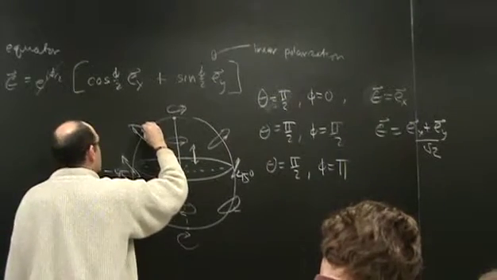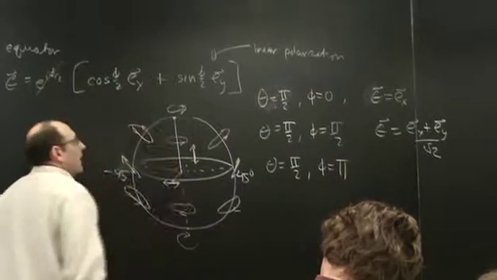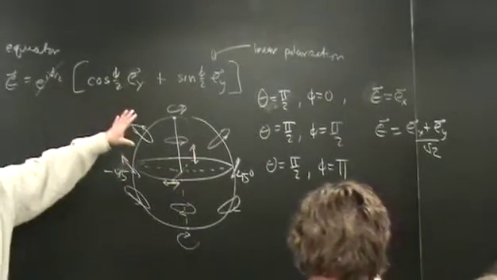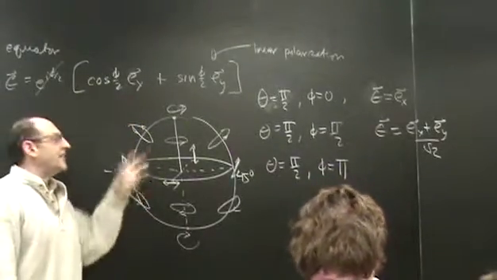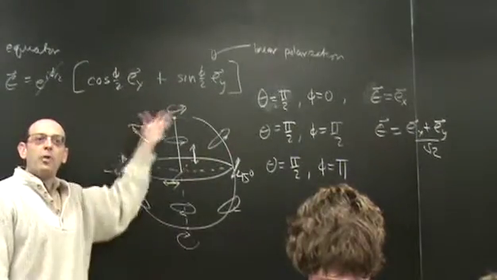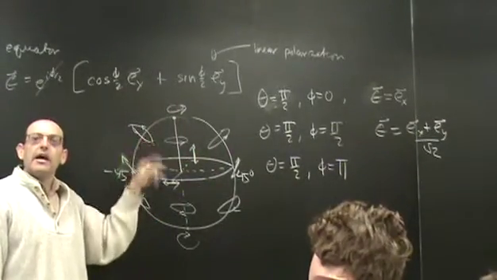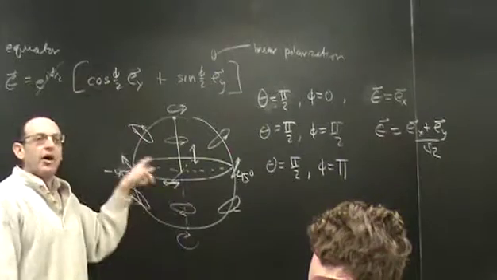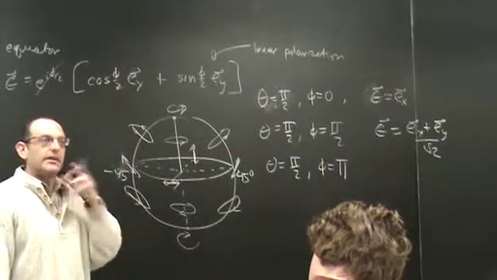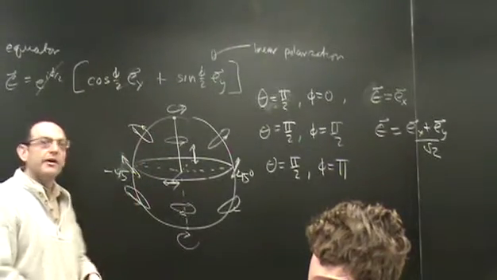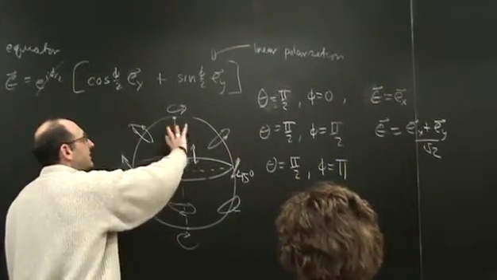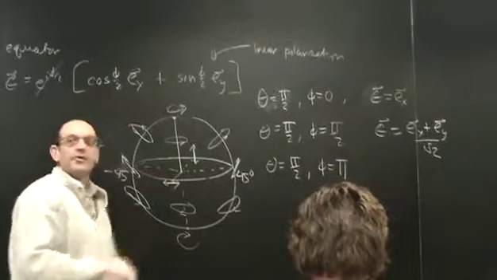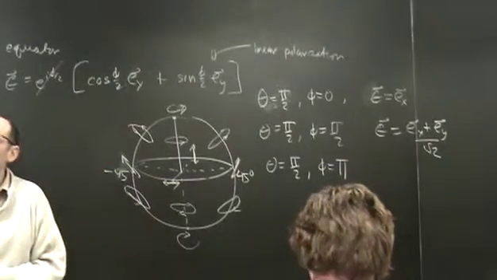So you will see in optics a way of characterizing all polarization states as points on this sphere. That sphere is called the Poincare sphere. And we can specify it by just these two angles, theta and phi. Okay?